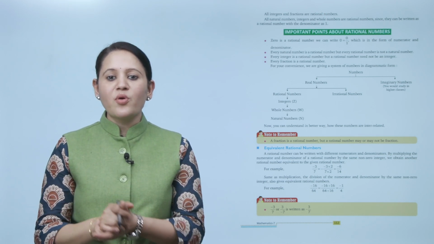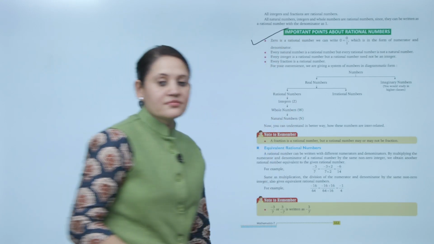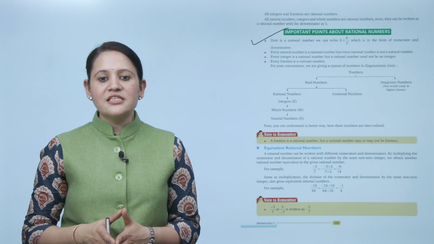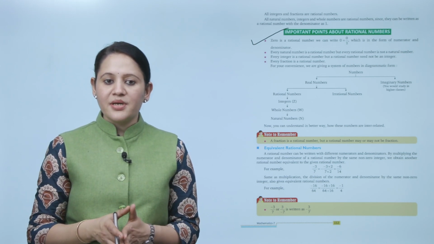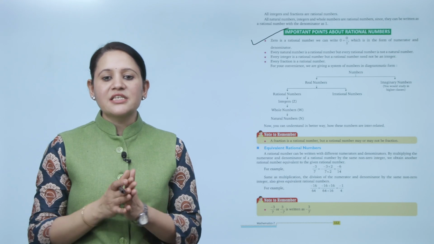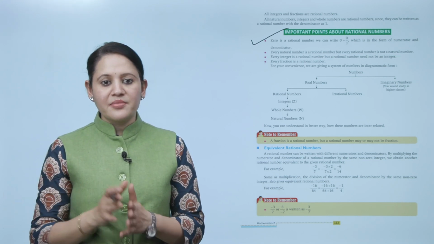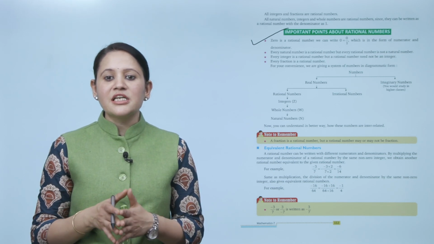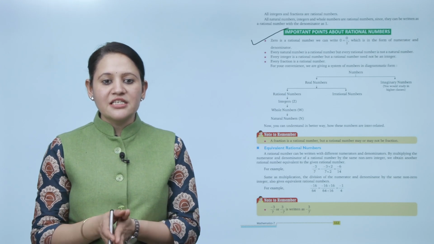Next are important points about rational numbers. 0 is a rational number as we can write it as 0 upon 1, which is in the form of numerator and denominator. Every natural number is a rational number, but every rational number is not a natural number. Every integer is a rational number, but a rational number need not be an integer. Every fraction is a rational number.